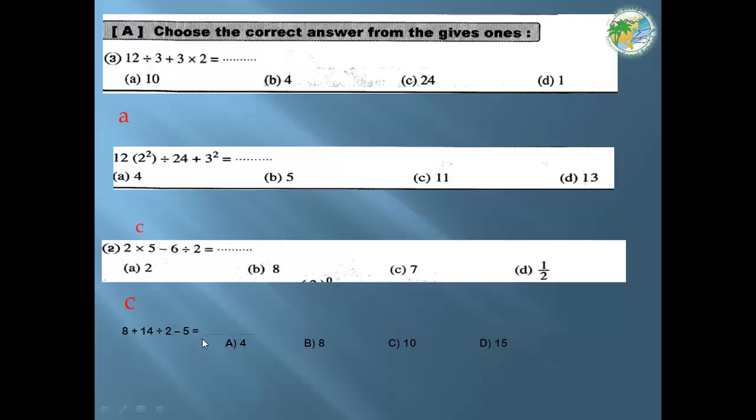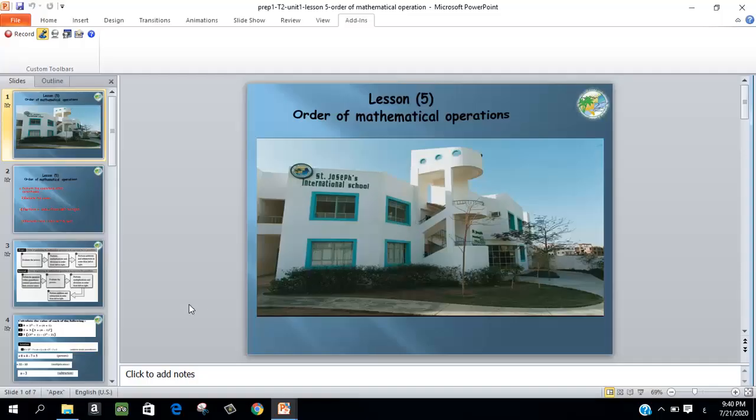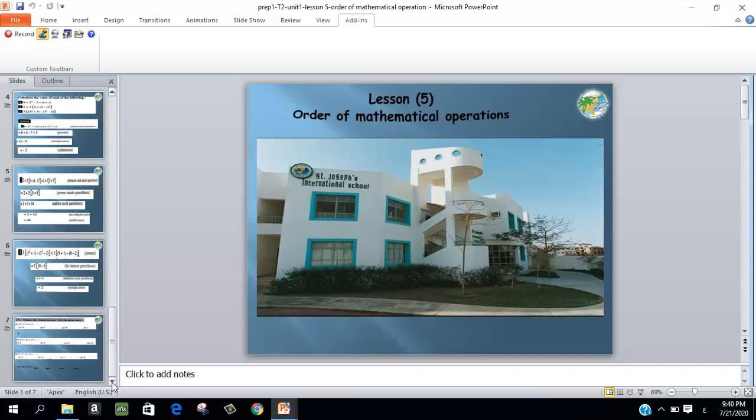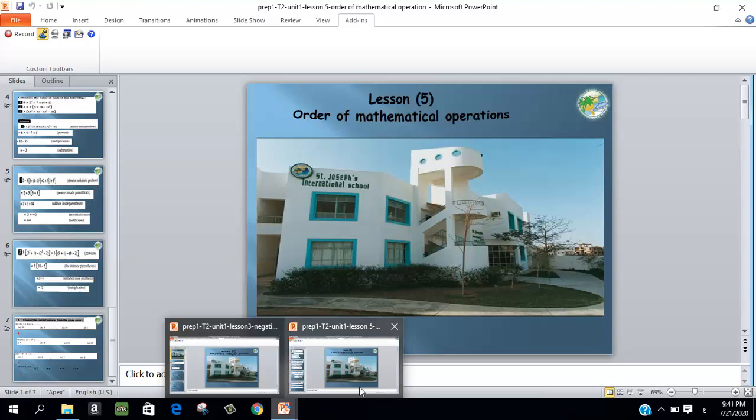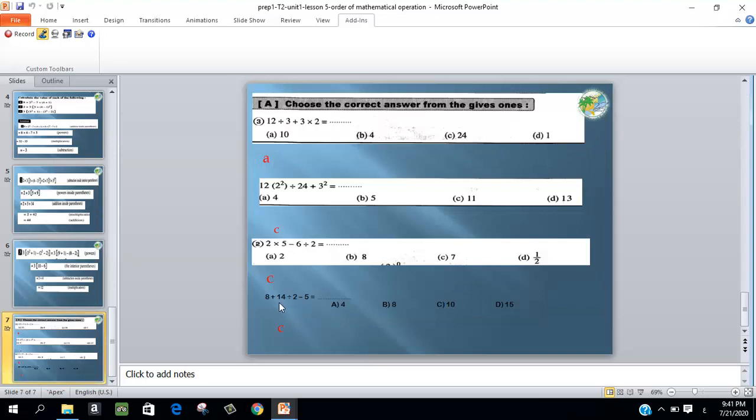Okay, fine. Of course, the answer equals C. Sorry. Fourteen divide 2 equals 7. 8 plus 7, 15, minus 5 equal 10.